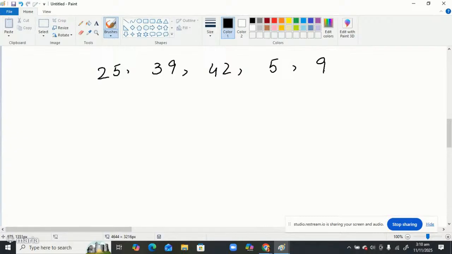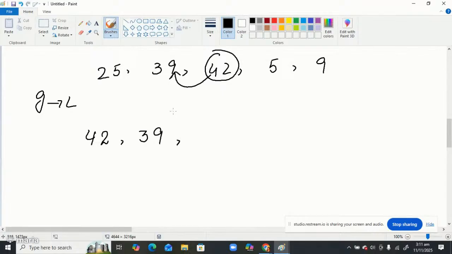These are all the numbers. Now you tell me. You're just going to write down greatest to least. So what is the greater number in all of it? That would be 42. Then this is the greater number. Now what comes next? Everyone think about it. What comes next? That is this one, which is 39.